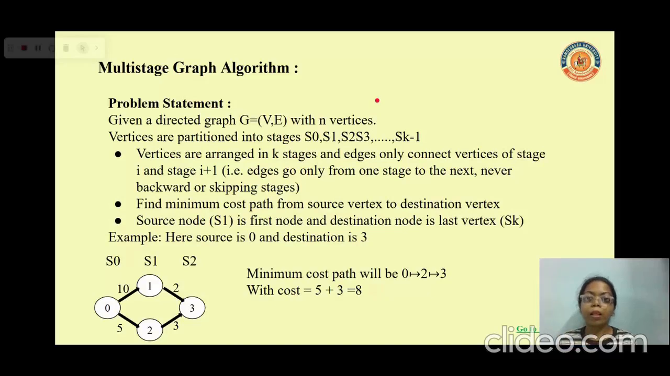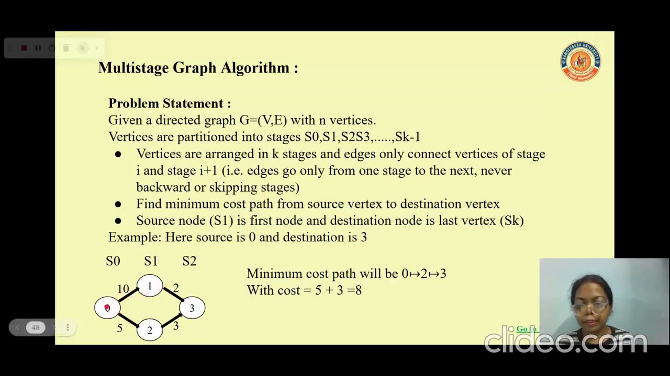This is the multi-stage graph algorithm. As the name suggests, it is multi-stage, meaning the set of vertices is divided into various stages, and the rule is that if I am at the ith stage, then I can only connect with i plus 1 stage vertices. So I can't go backward or skip intermediate stages. This is the rule. And our task is to find the minimum cost path from the source vertex to the destination vertex.